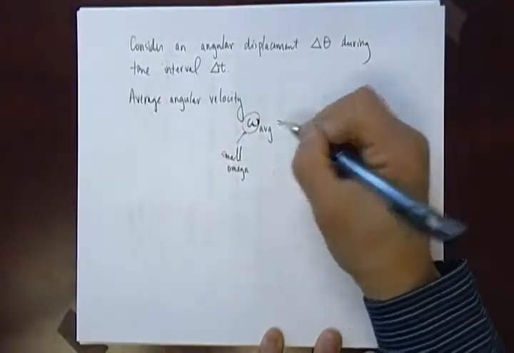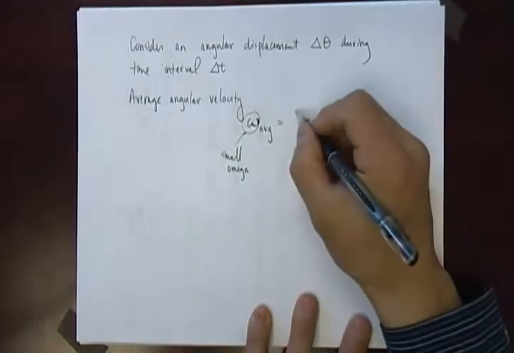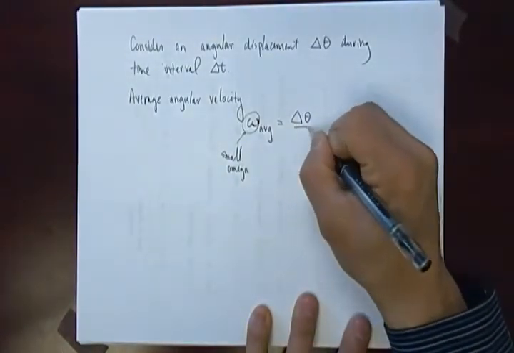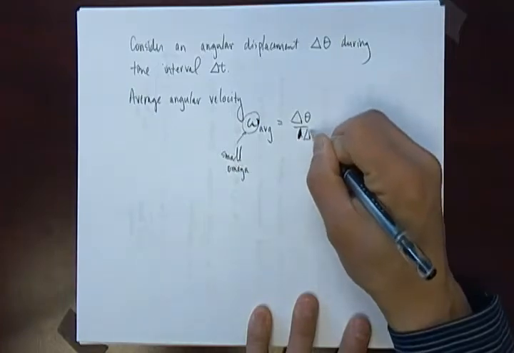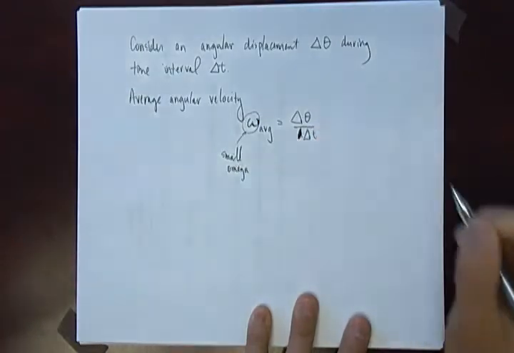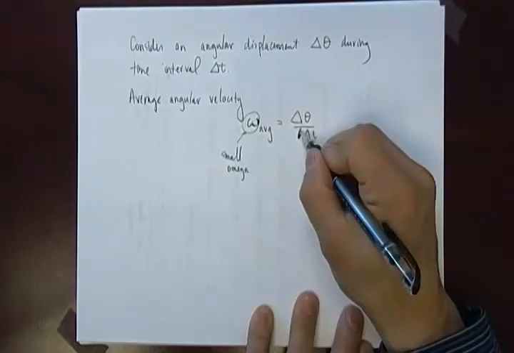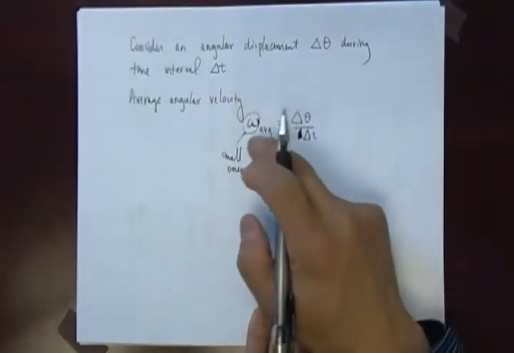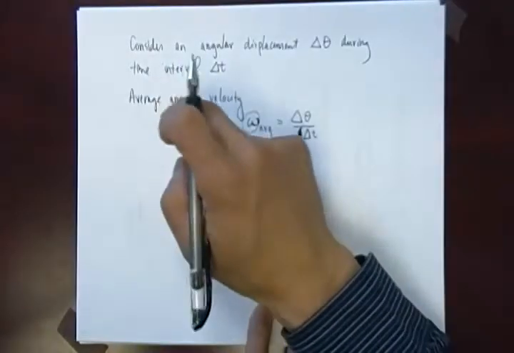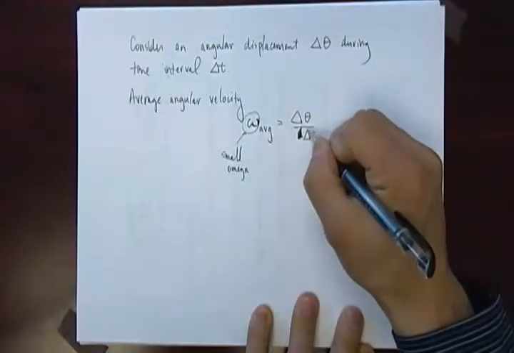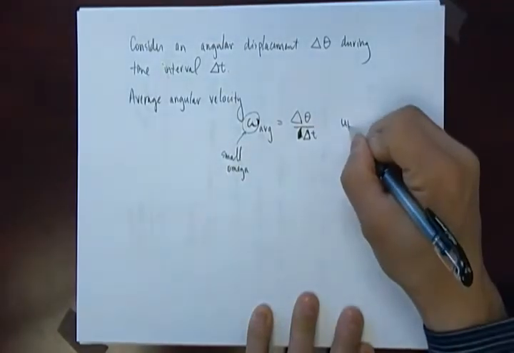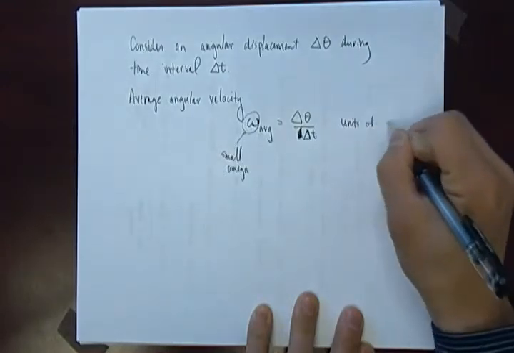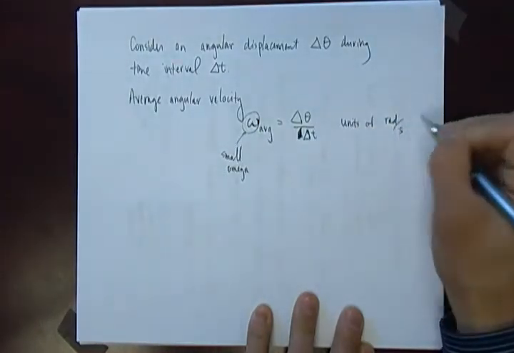Okay? So omega average is delta theta over delta t. Oops, sorry. It is delta theta over delta t. This is supposed to remind you of v average, the average velocity, but now it's the average angular velocity. So that's supposed to say delta theta over delta t. And this has units of radians per second.